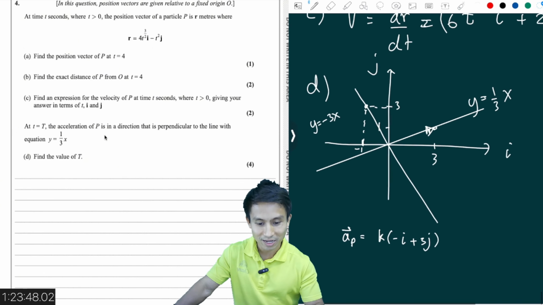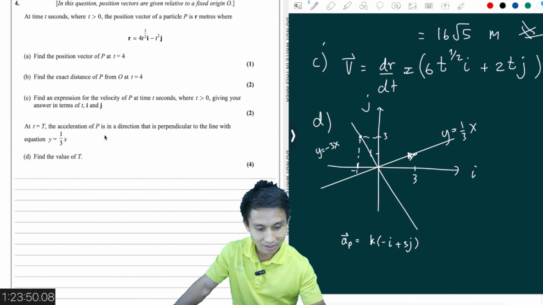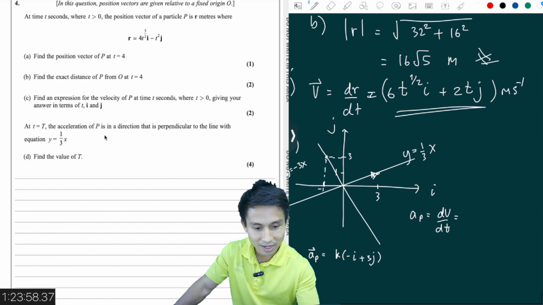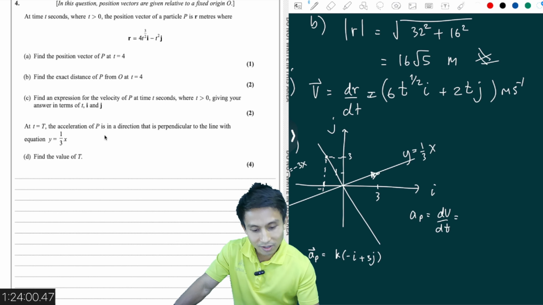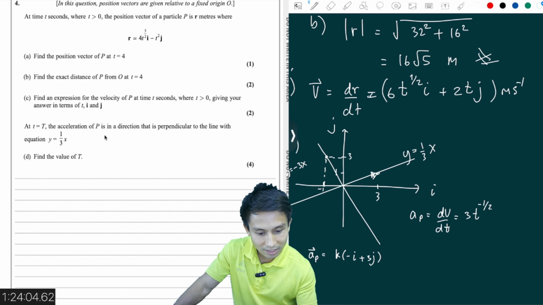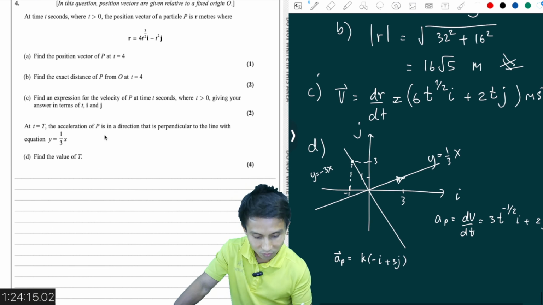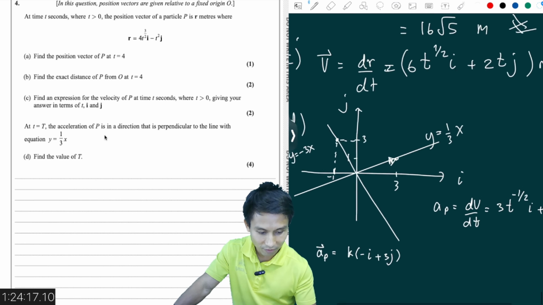Now, we don't know the acceleration yet. We need to differentiate the v vector. So let's differentiate here first. The acceleration of particle p is dv by dt. Differentiate this again: a half times 6 is 3, and then this -1, so we get that i plus 2j, because differentiating 2t gives 2. Then we put that equal to this, and we want to find the value of t.